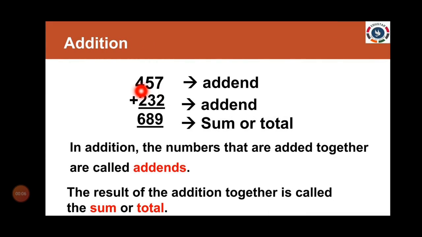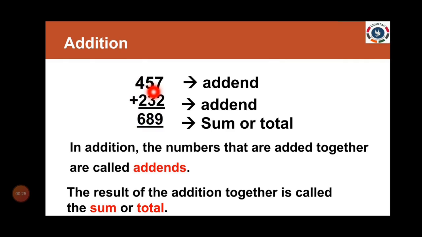For example, 457 plus 232. We are going to add these two values. So whenever you are going to add two values, you start from the right side onwards, from the ones place. So 7 plus 2, 9. 5 plus 3, 8. 4 plus 2, 6. So you will get the total finally.